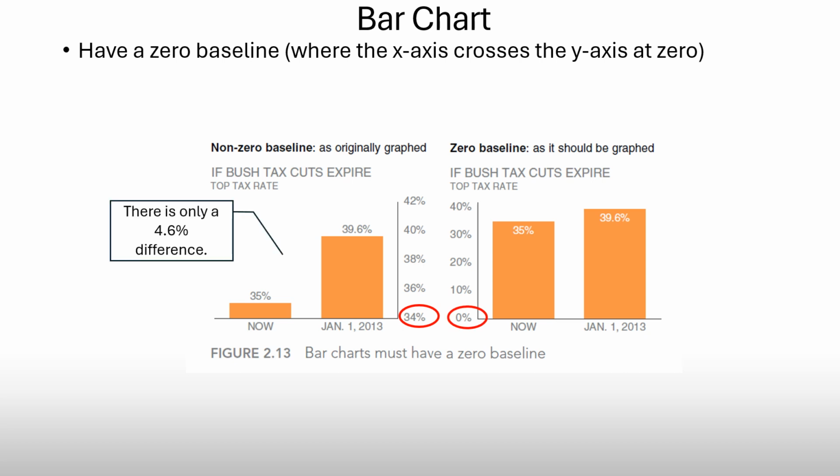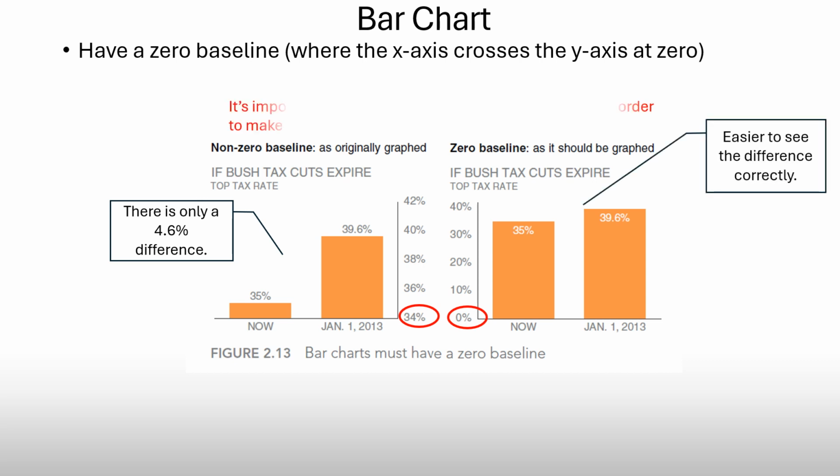There is only a 4.6% difference between now and January the 1st, 2013. That is not easy to see in the first chart, but it is easy to see in the second chart. It is very important to have the context of the entire bar there in order to make an accurate comparison.